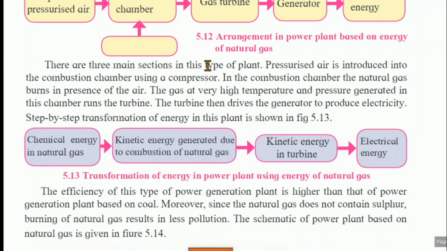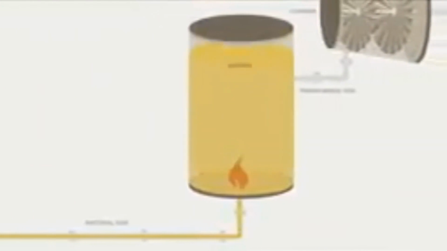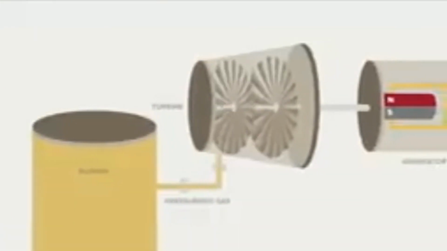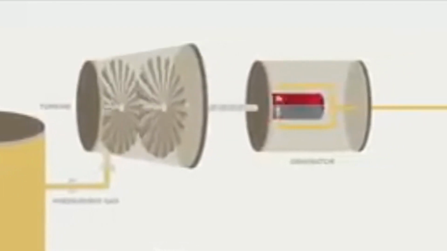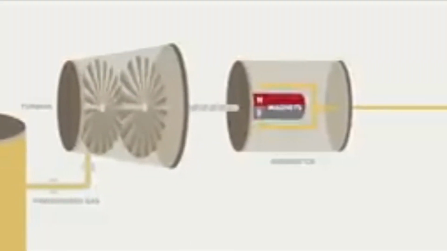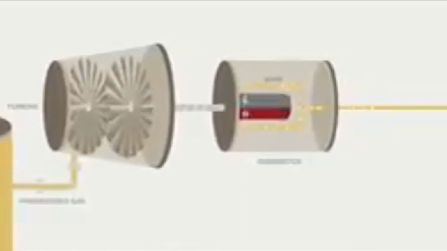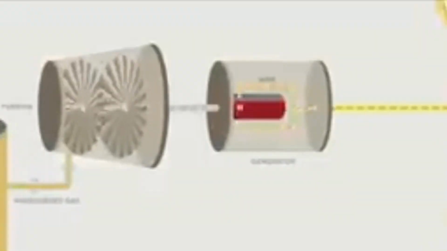There are three main sections in this type of plant. First section, pressurized air is introduced into the combustion chamber using a compressor. In the combustion chamber, the natural gas burns in the presence of air. In the blank space here write down air. The gas at very high temperature and pressure generated in this chamber runs the turbine. The turbine then drives the generator to produce electricity.